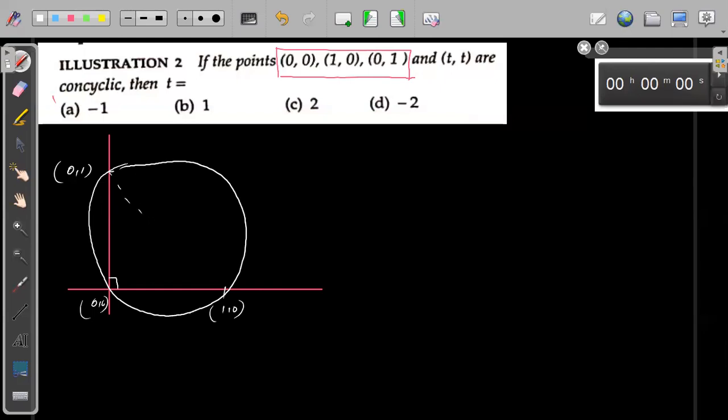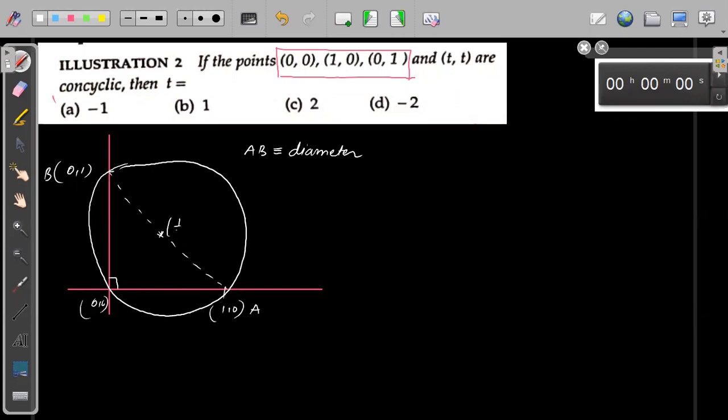Then if I join this, what will this line become? Suppose this is point A and B. What is the line AB? Is this any special line? AB is the diameter. Why diameter? Because in a circle, if there is a chord which subtends 90 degrees, that chord is nothing but the diameter, right? So the midpoint of the diameter is the center.